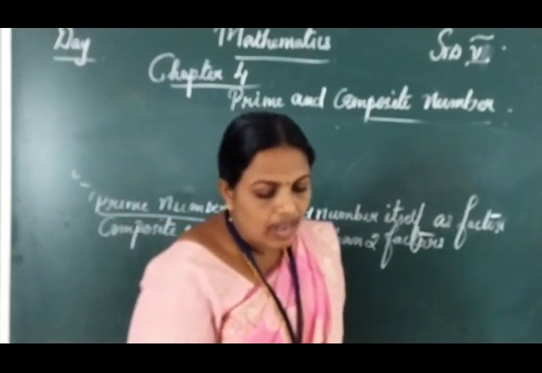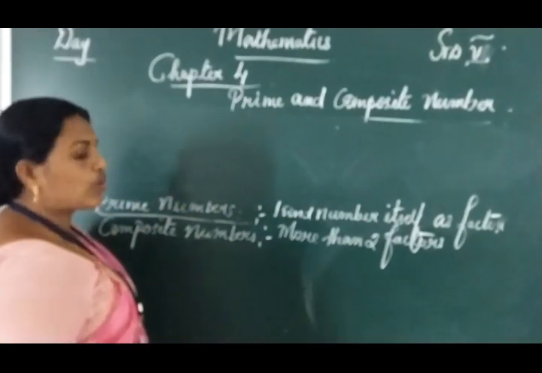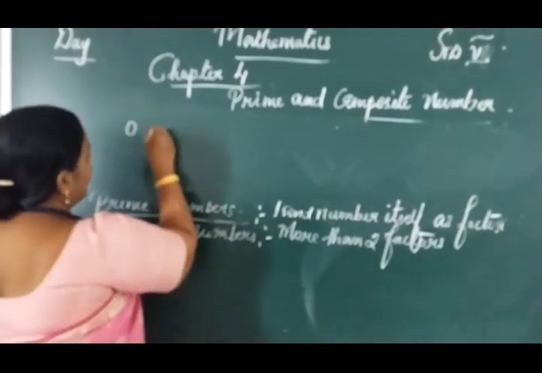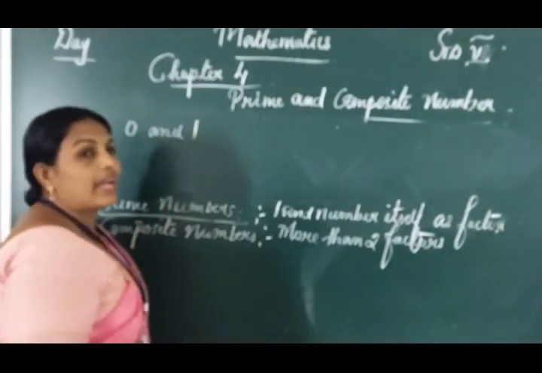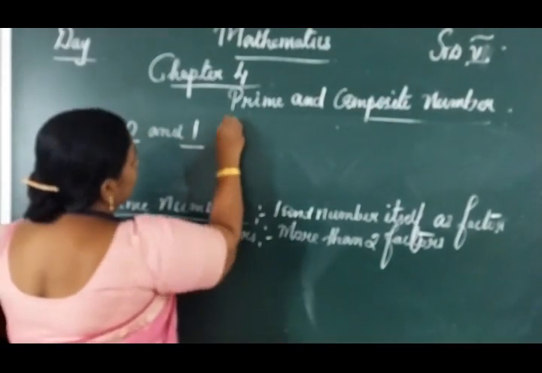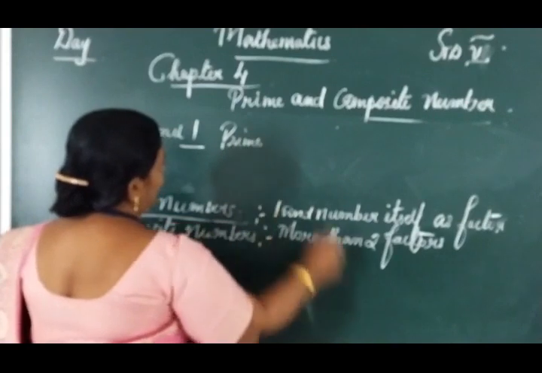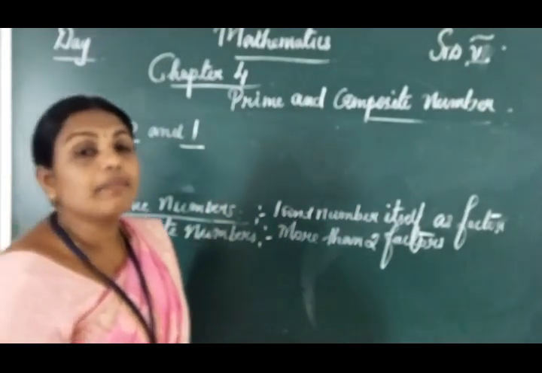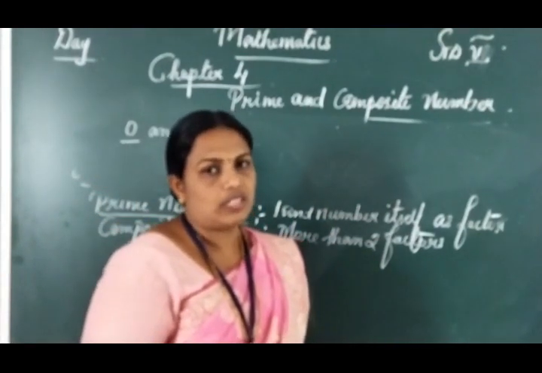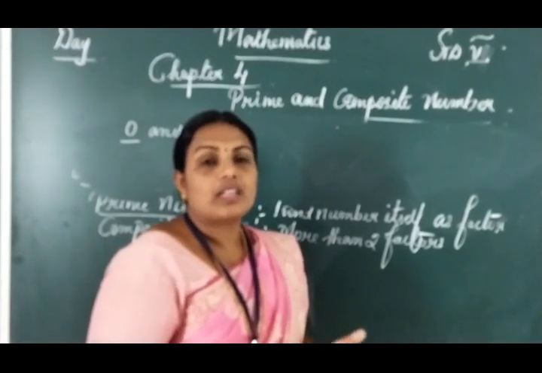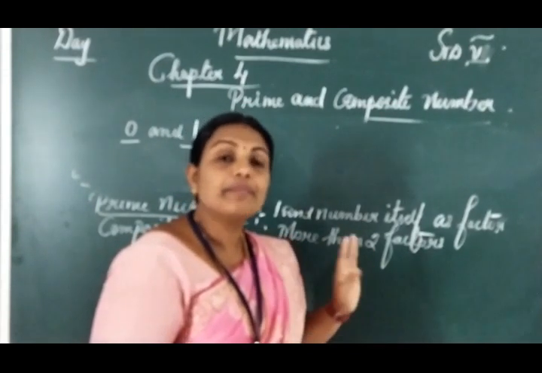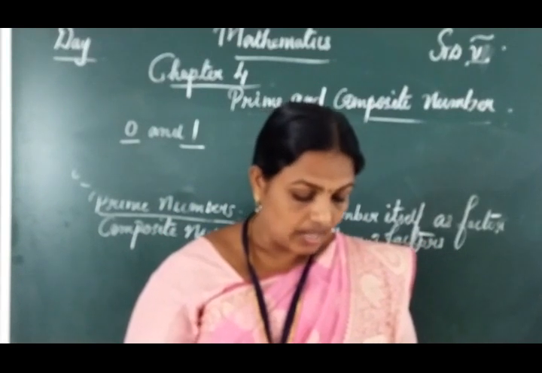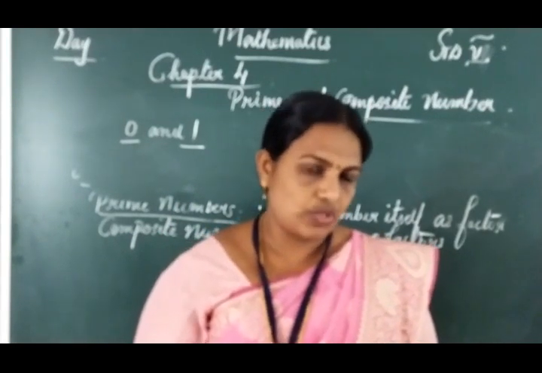0 and 1 are neither prime nor composite. This is an example. Fill in the blanks question: dash and dash are neither prime nor composite.